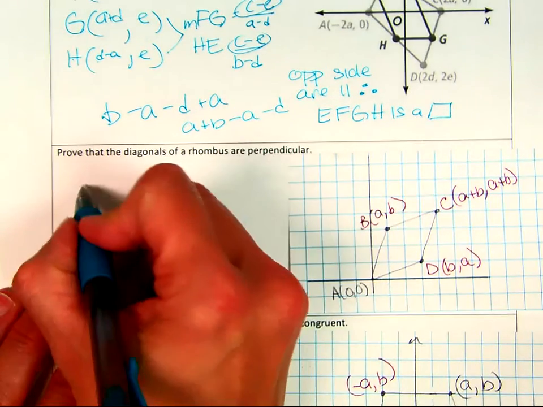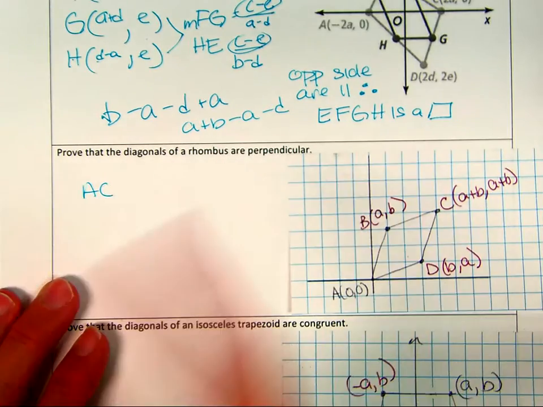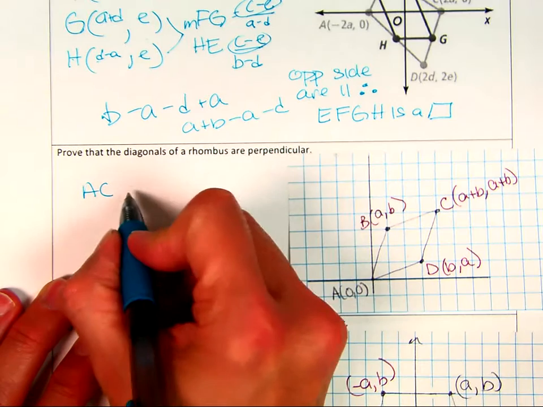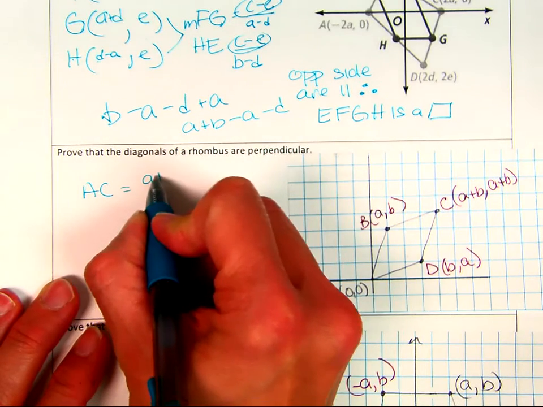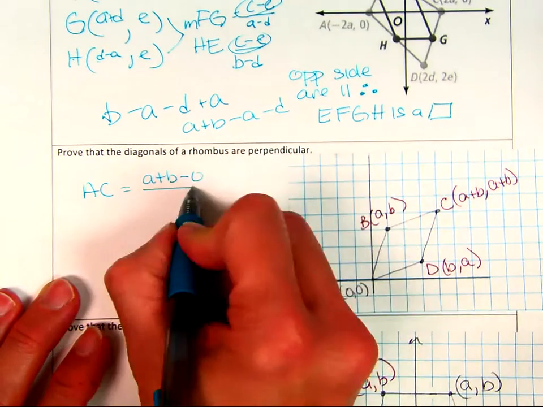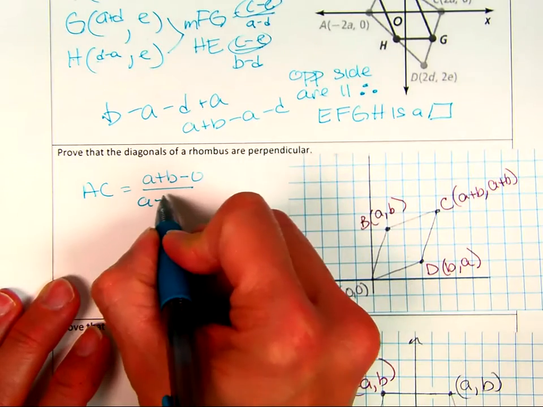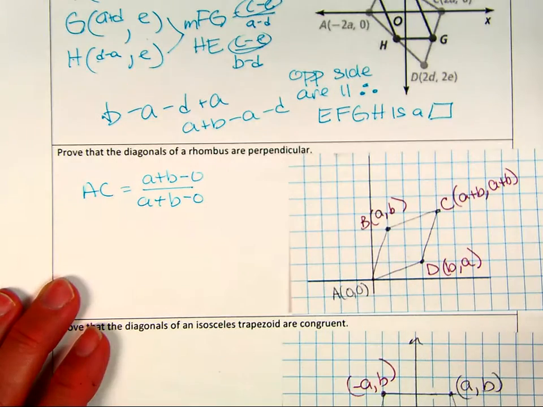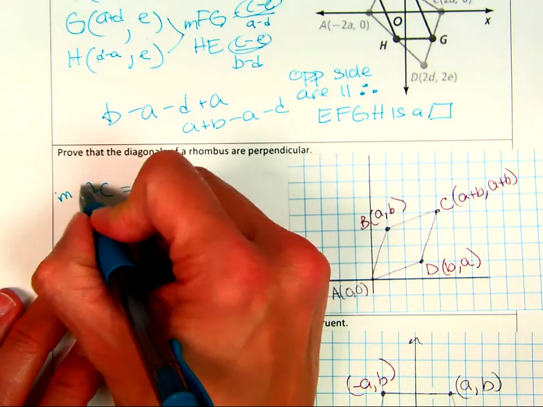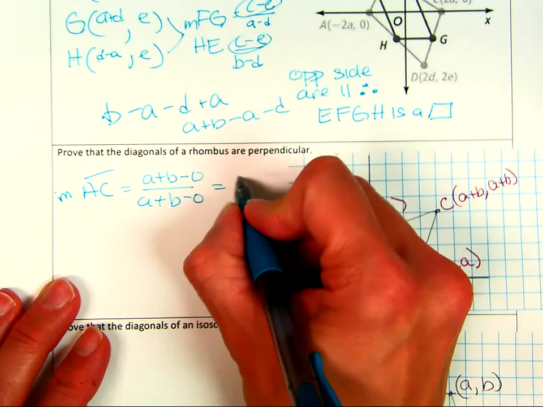Well, that is AC. It says that they're perpendicular, so I'm going to find the slope of AC. So the slope is y minus y over x minus x. Here's my y minus 0 over x minus 0. So my slope, sorry, that's a slope, not a distance. The slope is a plus b over a plus b.